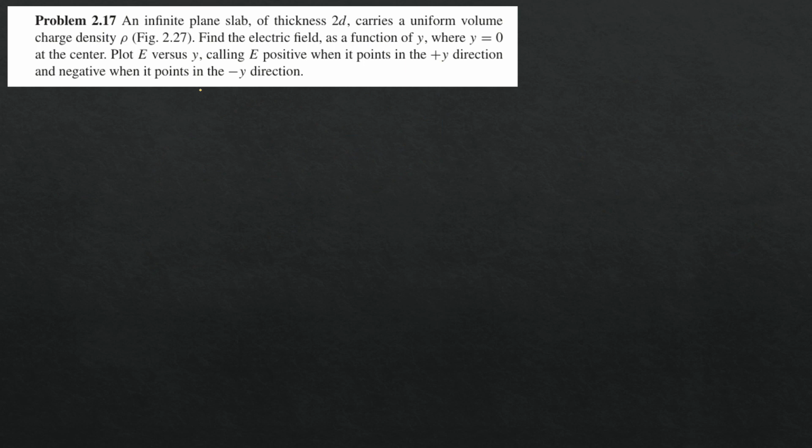Problem number 2.17. An electric plane slab of thickness 2D carries a uniform volume charge density. Find the electric field as a function of y, where y is equal to 0 at the center. Plot E versus y, calling E positive when it points in the positive y direction, negative when it points in the negative y direction. Again, read the question. Infinite plane slab.